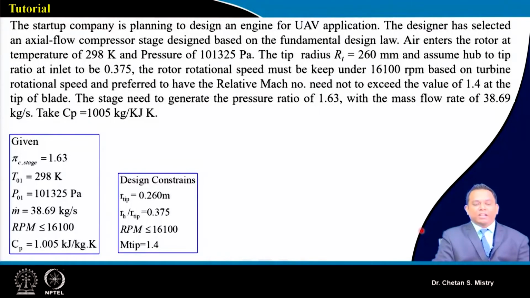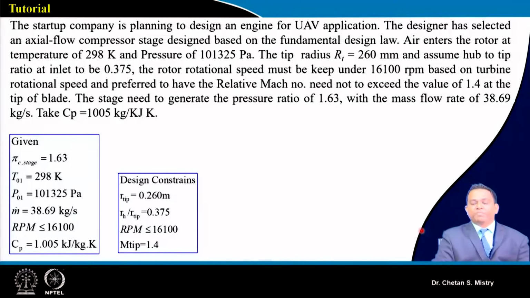The designer has selected an axial flow compressor stage, designed based on the fundamental design approach. The air enters the rotor at a temperature of 298 Kelvin and a pressure of 101325 Pascal. You can say that is your atmospheric condition, and that too on the ground. Now my tip radius is 260 mm, and assume the hub-to-tip radius ratio at the entry to be 0.375. As we have discussed, when designing front stages, it is in this range only.